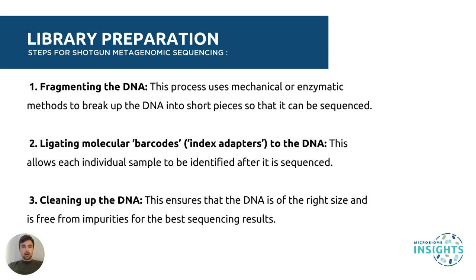Then there's ligating the barcodes. Molecular barcodes or index adapters are added to the DNA fragments. This allows us to track which fragments came from which sample and which bacteria during sequencing. Finally, there's cleaning up the DNA. This ensures that only the DNA of the desired size and purity is kept for sequencing. It's a crucial step to make sure that the sequencing results are as accurate as possible.